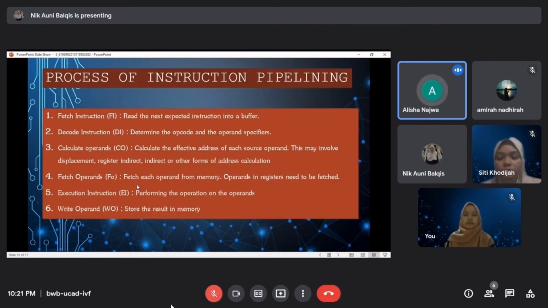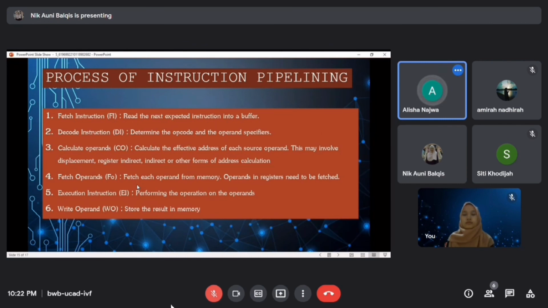Next slide. The first stage of instruction pipelining is fetch instruction. It will read the next expected instruction into a buffer. The second stage is decode instruction. It will determine the opcode and the operand specifiers. Third stage is calculate operands. It will calculate the effective address of each source operand. This may involve displacement, register indirect, or other forms of address calculation.